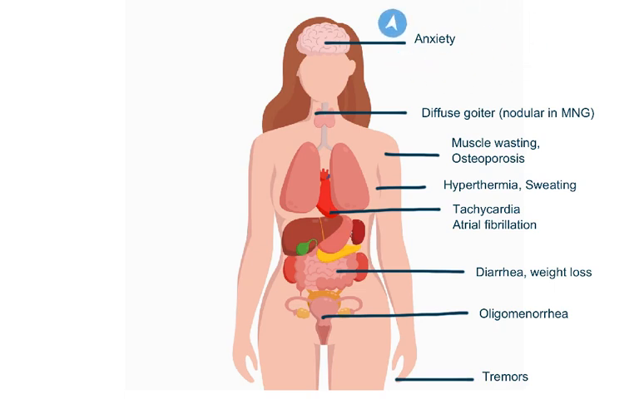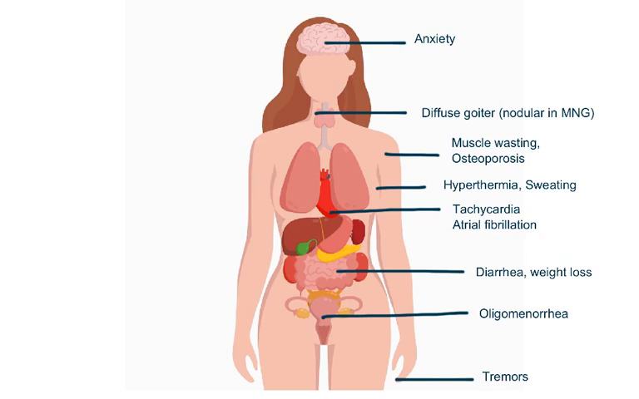In the central nervous system, it causes anxiety. Normal muscular growth and development is disturbed, causing muscle wasting. Bone turnover is increased, leading to osteoporosis. The patient will present with hyperthermia, that's fever and sweating. The heart rate will increase, and in severe cases, it can cause atrial fibrillation.